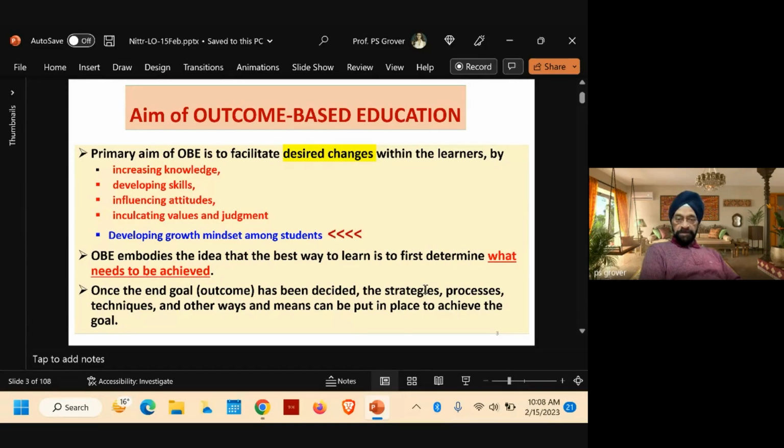OBE embodies the idea that the best way to learn is to first determine what needs to be achieved. That means before we start teaching the student in any course or in any program, decide beforehand what should the student learn from it. Not what should be taught to the student, but what should the student learn from that particular activity. When the end goal has been decided, the strategies, processes, techniques, and other ways and means can be put in place to achieve the goal.